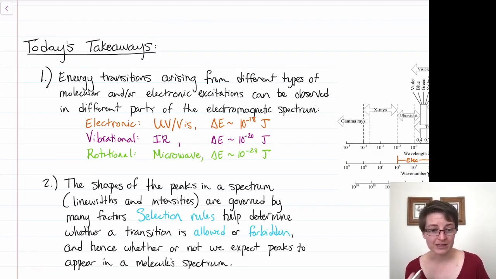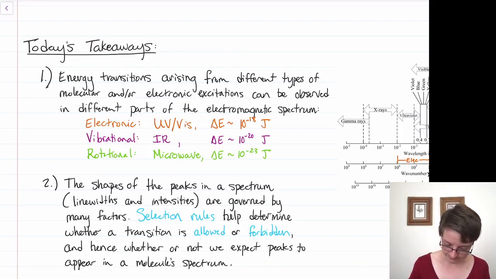If we want to observe electronic motion, we better pay attention to the UV-vis part of the spectrum. Those energy changes are something on the order of 10 to the negative 18 joules. If we're interested in vibrational motion, it's the IR spectrum that we're interested in, corresponding to photon energies of 10 to the negative 20th joules. And lastly, if we're interested in rotational motion, we better pay attention to the microwave part of the spectrum, with energy transitions on the order of 10 to the negative 23rd joules.